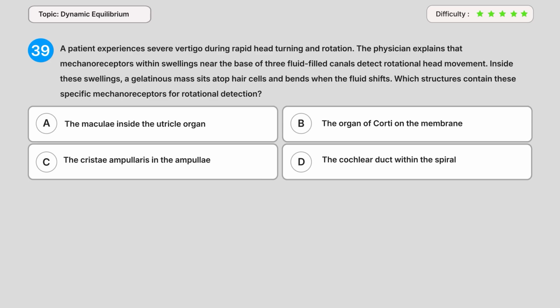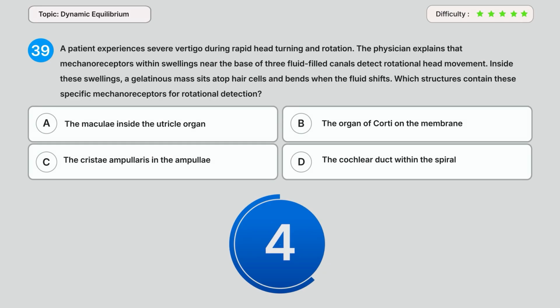A. The maculae inside the utricle organ. B. The organ of Corti on the membrane. C. The cristae ampullaris in the ampullae. D. The cochlear duct within the spiral. What do you think is the answer?